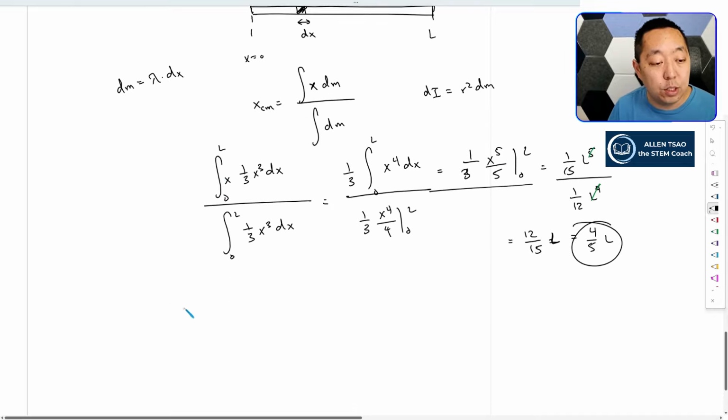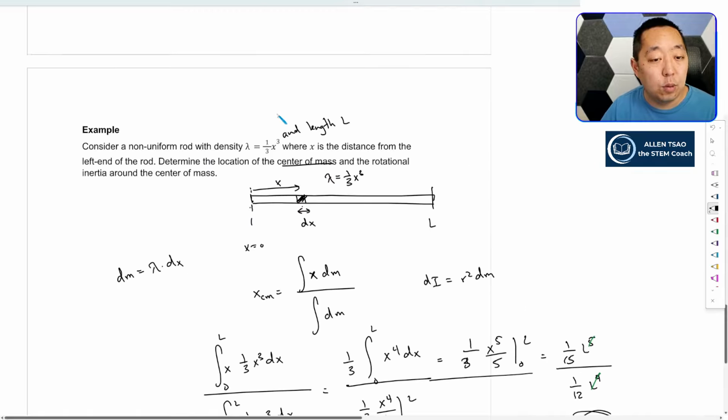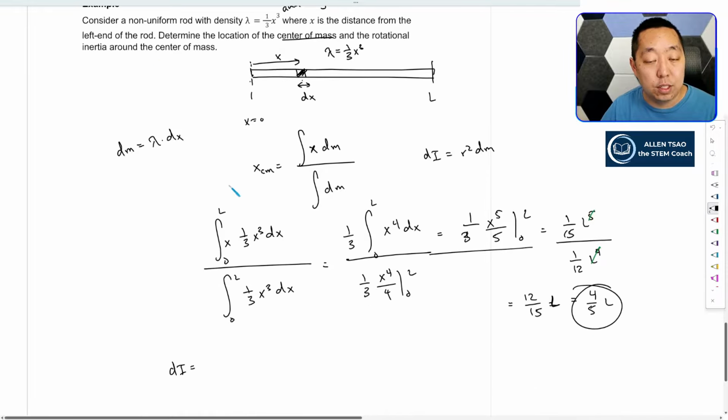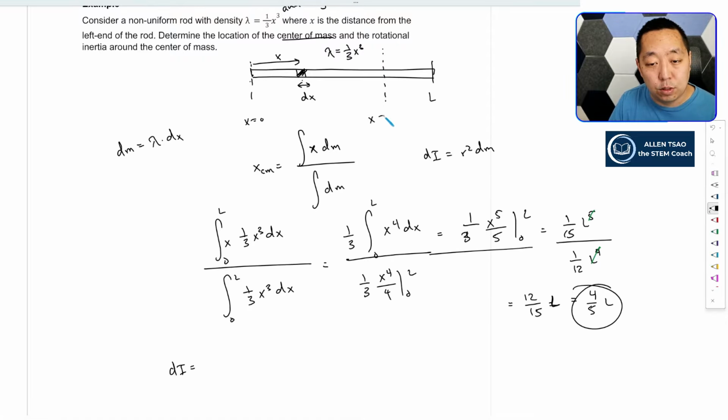Now, how about we do the rotational inertia? r is the distance from that piece to the axis of rotation, and we want the rotational inertia around the center of mass. So now we've got to reposition it. The center of mass we located is x equals 4/5 L. And now we're going to integrate, we're going to find the r. Now, I'm not going to change the axes, just to keep it a little bit simple.